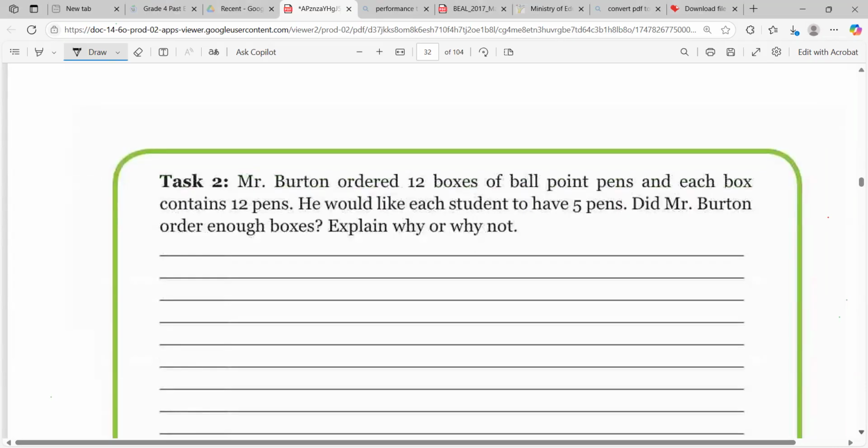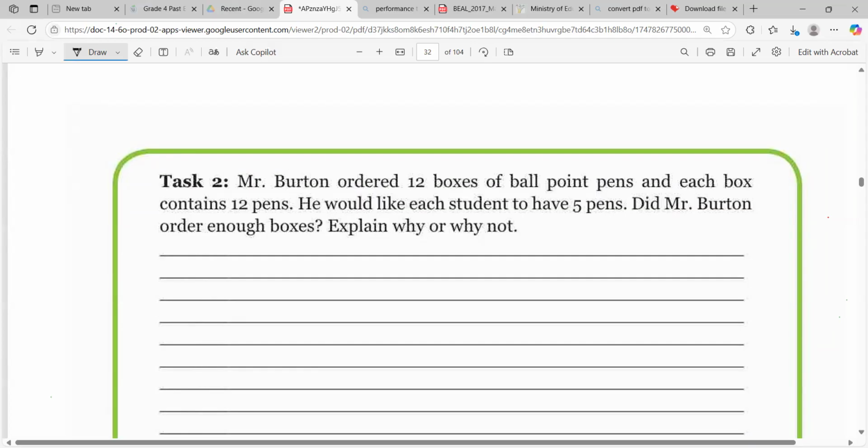Mr. Burton ordered 12 boxes of ballpoint pens, and each box contains 12 pens. He would like each student to have 5 pencils. Did Mr. Burton order enough boxes? Explain why or why not. So you guys can go ahead and do that one. Mr. Burton, put task 2, guys, so you can follow. And you can write a statement as well.